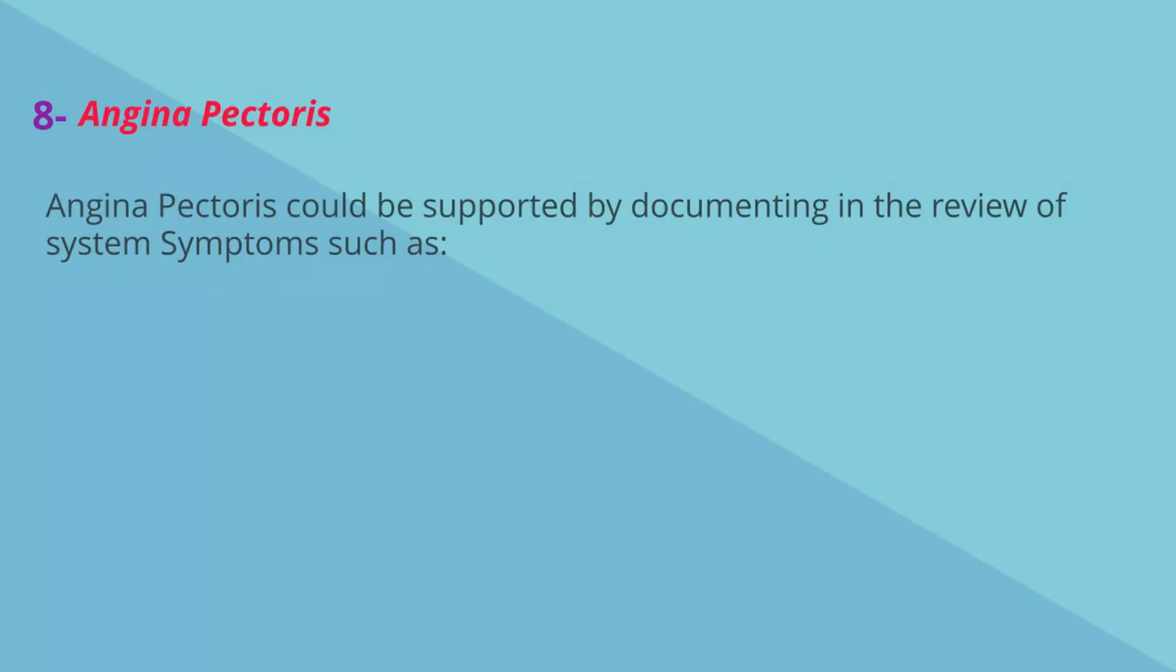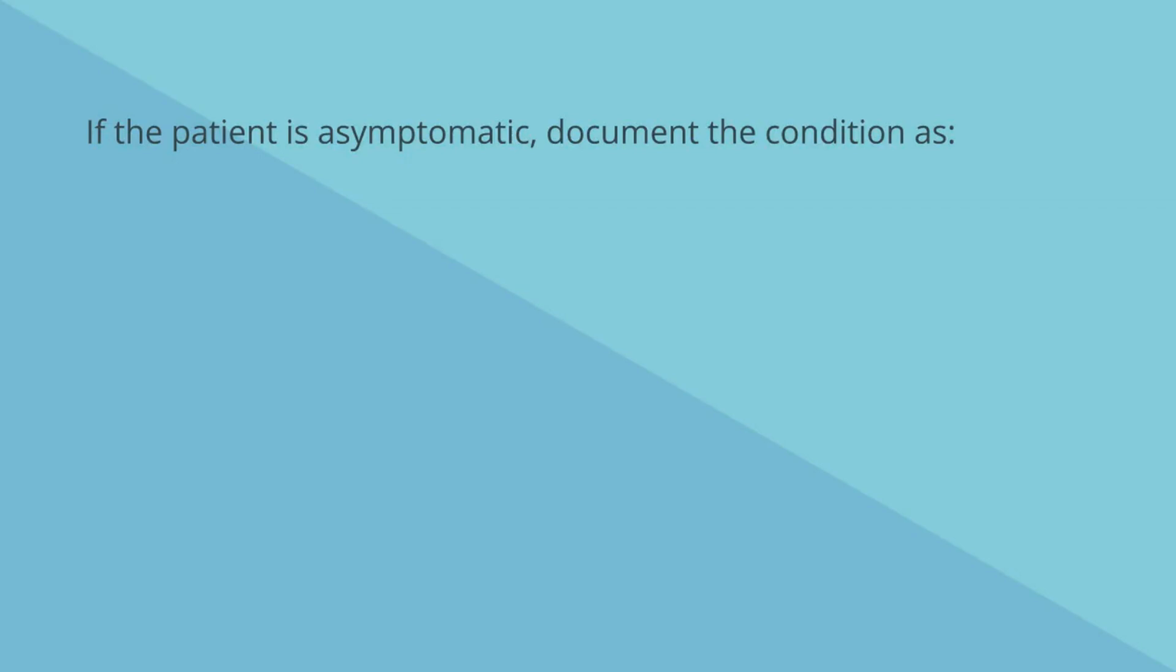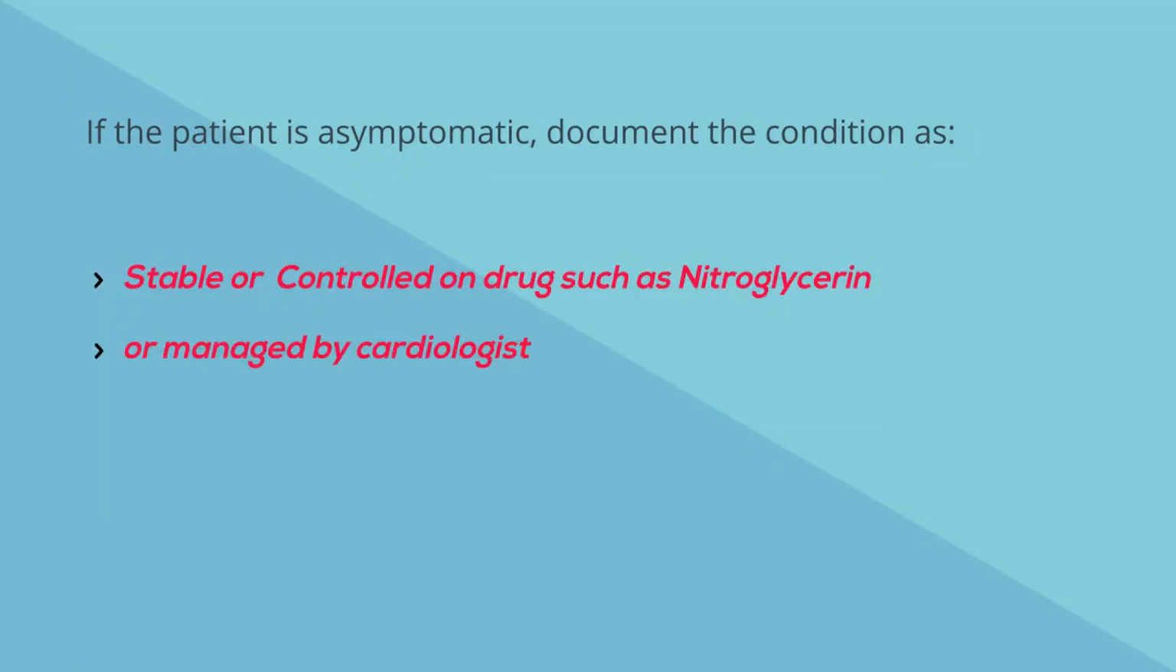There are different ways to support angina pectoris. It depends on whether the patient is symptomatic or asymptomatic. When the patient is symptomatic, the healthcare provider needs to document the clinical manifestations. For example, chest pain, pain spreading to shoulder, arm, neck, throat, jaw, or back, shortness of breath, sweating, or dizziness, feeling of pressure and crushing. If the patient is asymptomatic, document angina pectoris stable or controlled on medication such as nitroglycerin, or angina pectoris being managed by the cardiologist.